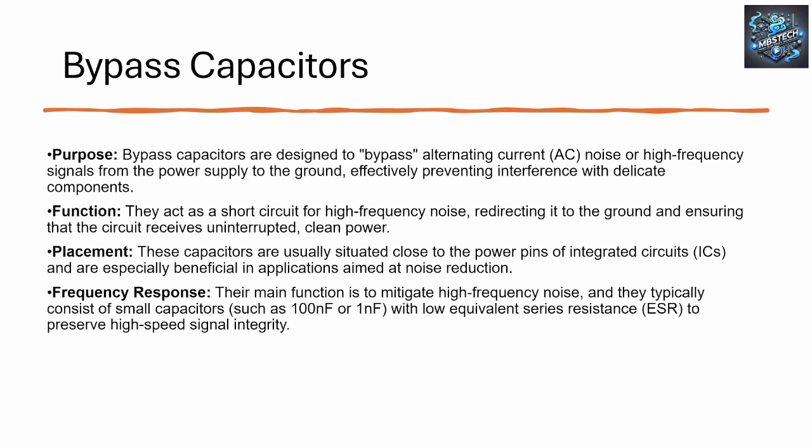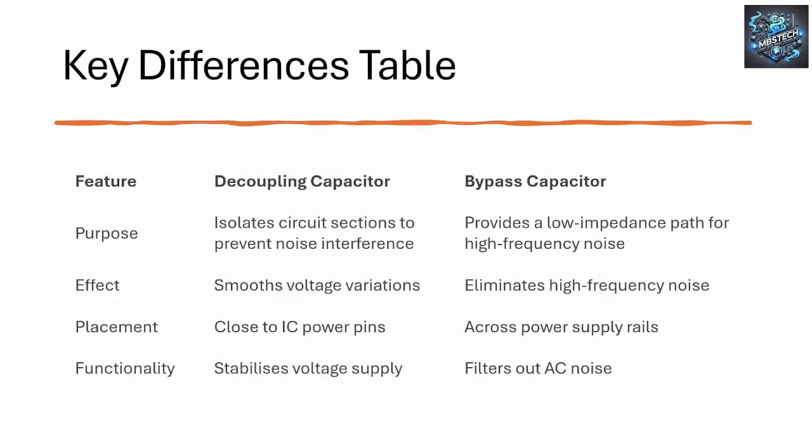The placement of these capacitors is usually close to the power pins of an integrated circuit, and they are especially beneficial in applications aimed at noise reduction. Their main function is to mitigate high frequency noise. Essentially, they are steering mechanisms of noise and typically consist of small capacitors such as 100 picofarad to 1 nanofarad with low equivalent series resistance to preserve high-speed signal integrity. Here is a table offering some of the key differences between decoupling and bypass capacitors.